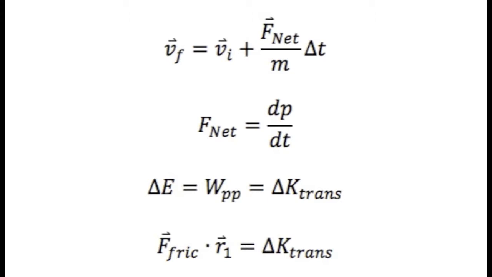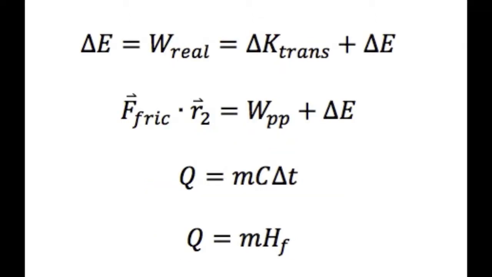After calculating the frictional force, we can use the energy principle. Using the point particle model, we know that the change in energy of the system is equal to the work done on the point particle, which is equal solely to the change in translational kinetic energy. R1 here is the distance the block has gone relative to the ground.